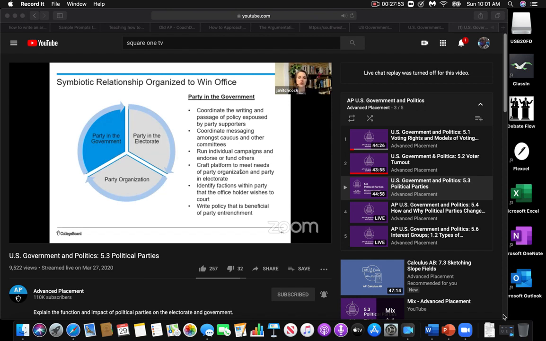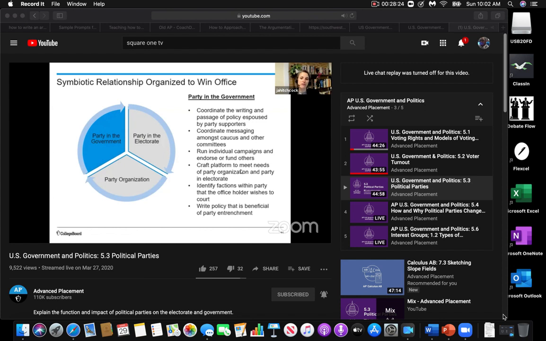And they are there to coordinate writing and passage of policy that's espoused by party supporters, as well as enforce it. That should be on there too. They're going to coordinate messaging amongst their caucus. Caucuses are unofficial groups that get together and talk about whatever it is that they want to talk about. Hopefully you watched the Iowa caucus this past year. Maybe you even did a caucus in class. They are fun and different than voting. They will run individual campaigns and endorse or fund others, called leadership PACs.